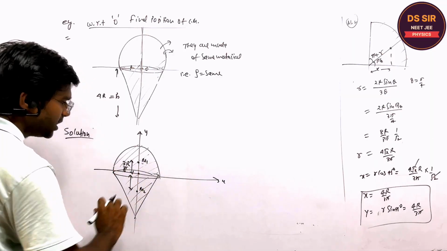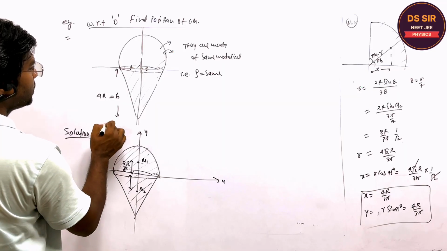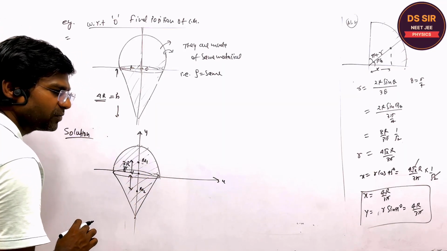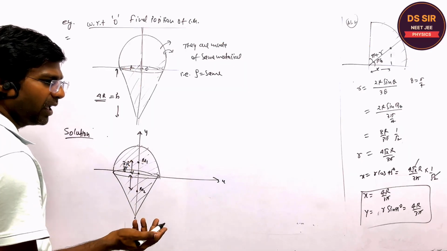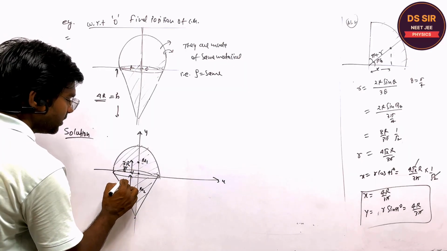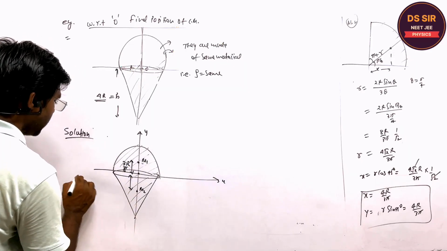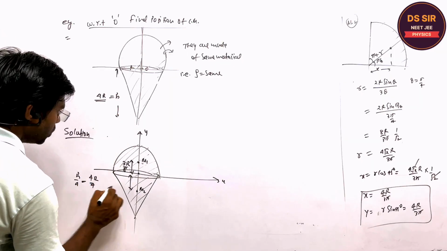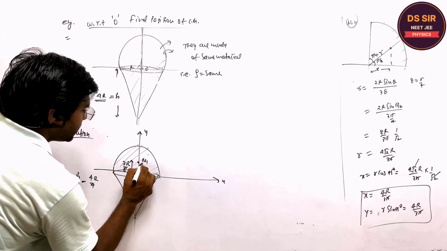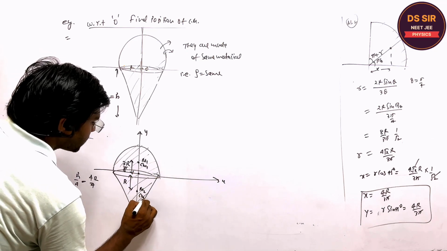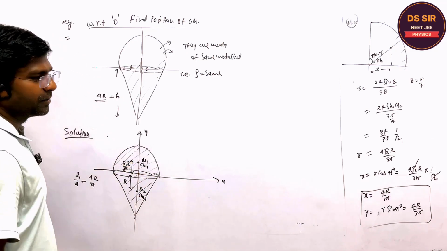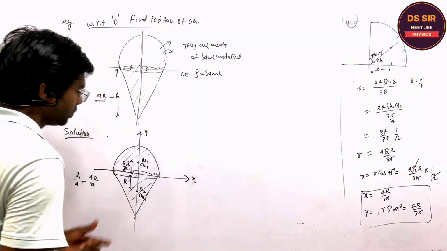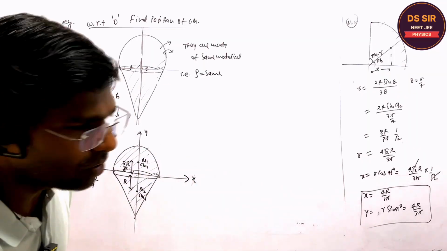And what is this distance? If this is h, which is equal to 4r as given, what is the position of the center of mass of the solid cone? h by 4. So this is h by 4, which is equal to 4r by 4. So this distance is r. This is center of mass 1, and this is the solid body. Now we have to find the center of mass of this combined system. Is it clear or not?